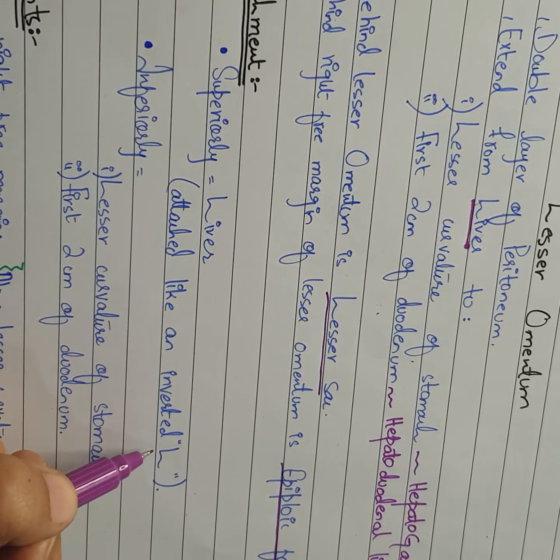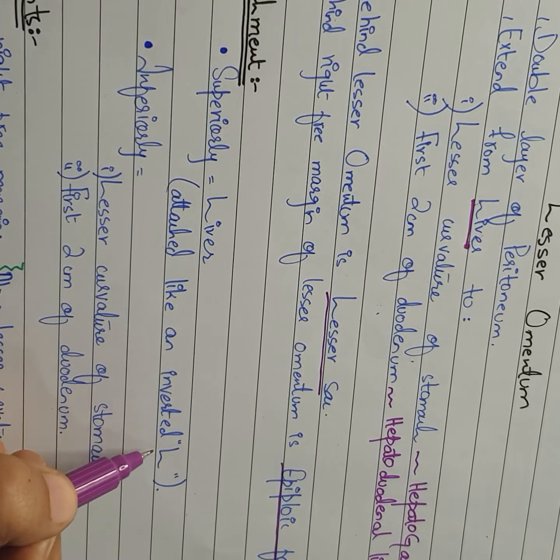The horizontal margin of the L represents the porta hepatis. The vertical margin of the L represents the fissure for ligamentum venosum on which lesser omentum is attached, and the horizontal margin of L represents the porta hepatis on which lesser omentum is attached. But this L is from the posterior view of liver. It is a normal L.